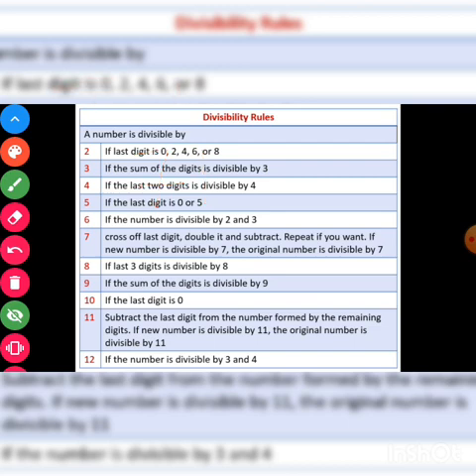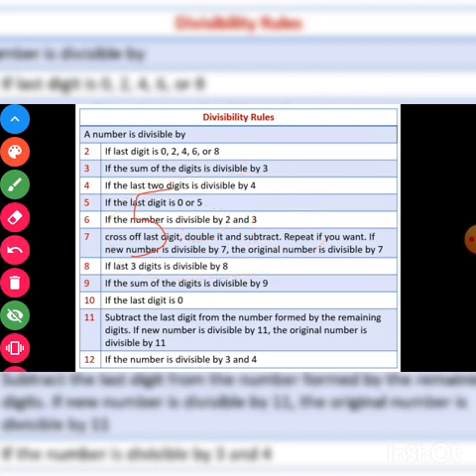Another example, let us take 504. Now add the digits: 5 plus 0 plus 4. It is giving you what? 9. And 9 is divisible by 9. So 504 will be divisible by 9.